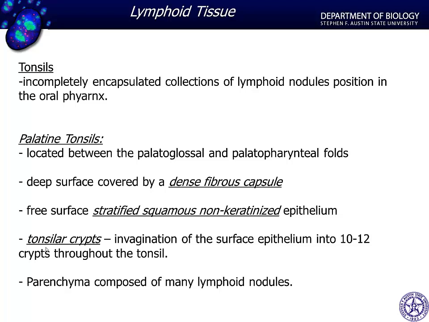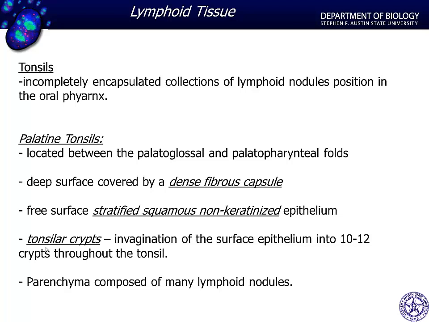As we look at those, we're going to see that their surface is stratified squamous non-keratinized epithelium. And if that sounds familiar to you, it should, because that's the same epithelium that lines our oral cavity. Now, this epithelium is going to dive down, through invaginations, into the tonsillar tissue. So we're going to be increasing the surface area with which antigens can be exposed to and contacted to the underlying lymphocytic tissue. And these invaginations are called tonsillar crypts, and you may have upward of a dozen of these in a palatine tonsil.